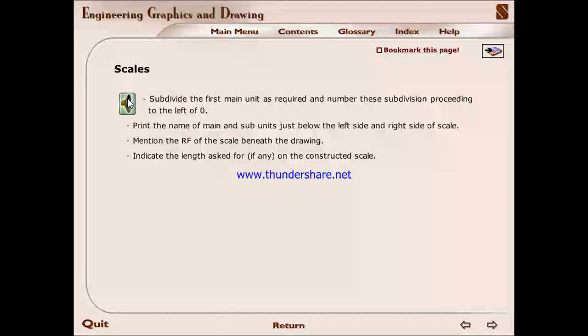Subdivide the first main unit as required and number the subdivisions proceeding to the left of 0. Print the name of the main unit and subunit just below the left side and right side of the scale. Mention the RF of the scale beneath the drawing. Indicate the length asked for, if any, on the constructed scale.